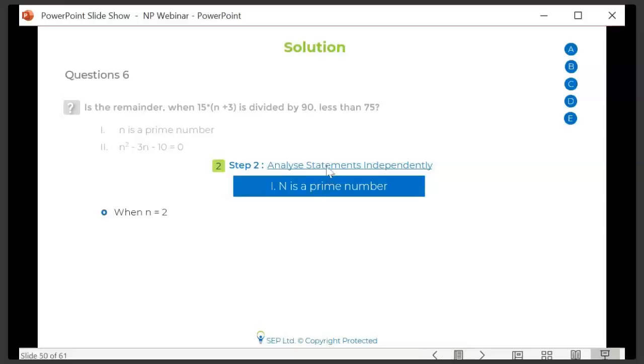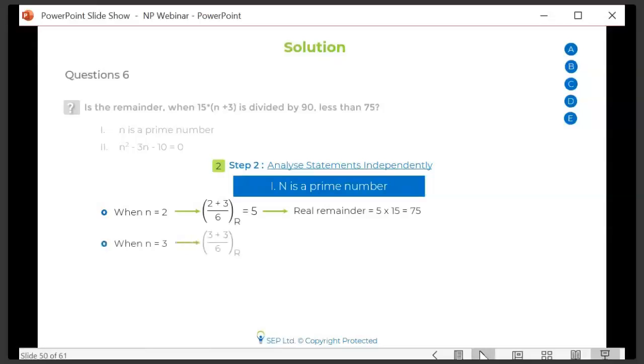Now, remember, I cancelled 15, right? Now my expression is (n plus 3) by 6. Keep that in mind. So when I put n is equal to 2, the remainder that I get is 5, right? Because 5 by 6 remainder is 5. But my original remainder will be 5 into 15. I need to multiply it by 15 to get 75. I hope you remember this, because we cancelled 15.